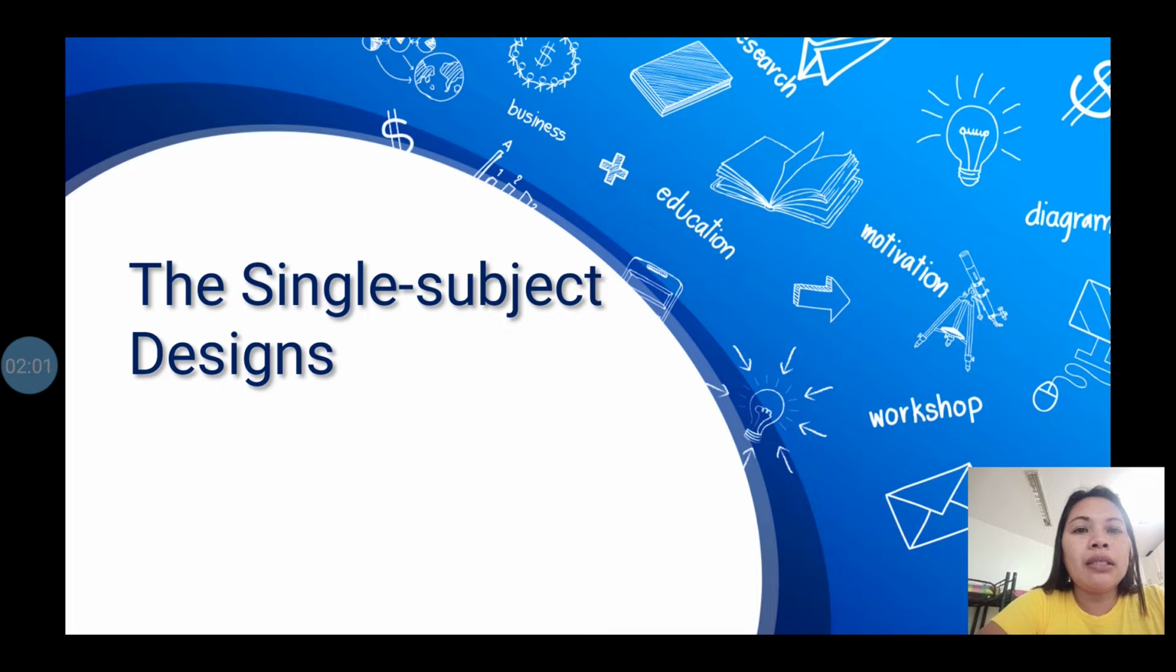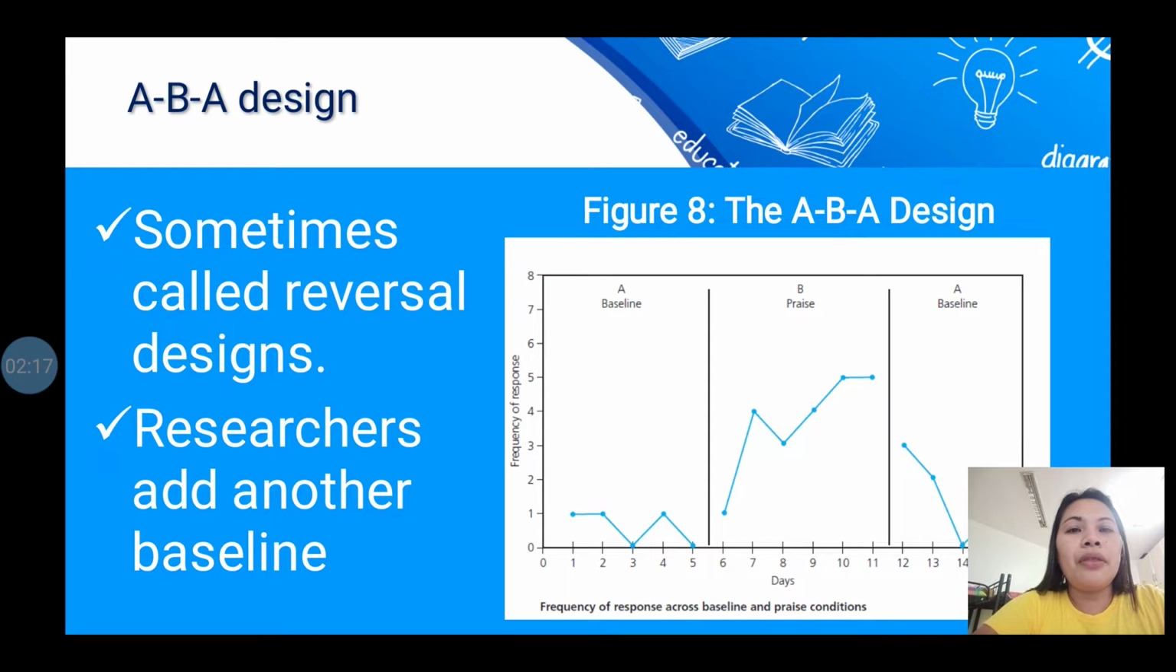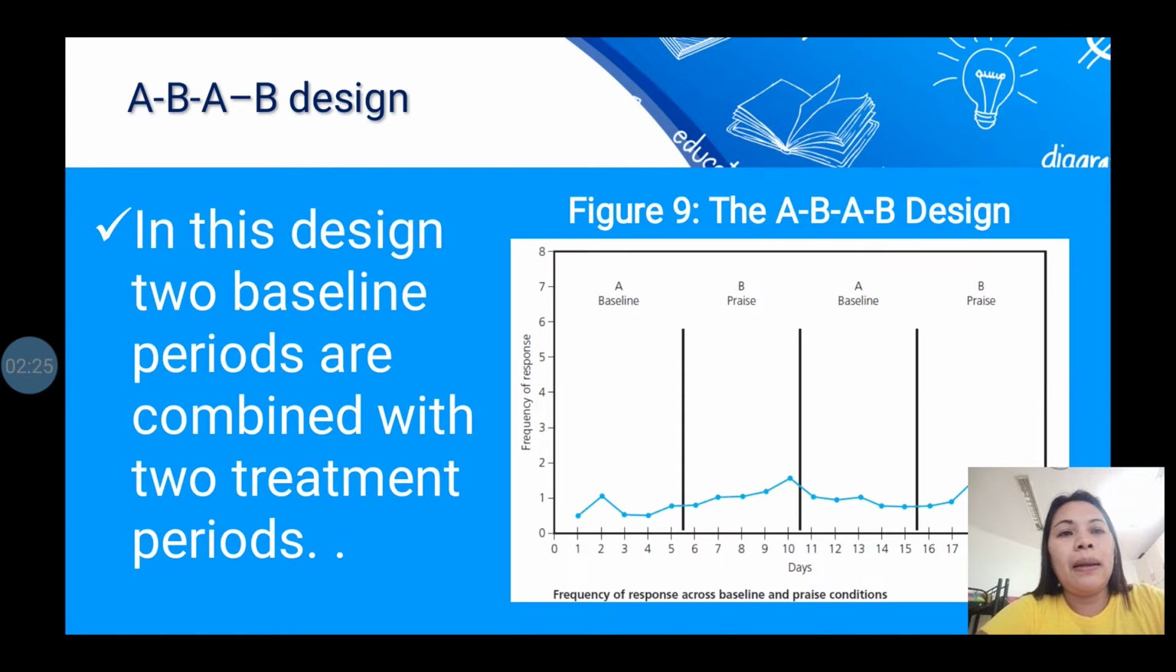Now let's proceed to the single subject designs. First is the A-B design. It involves collection of data on the same subject as his or her own control under two conditions or phases. Another is the ABA design, sometimes called reversal design. Researchers add another baseline. Another is the ABAB design. In this design, two baseline periods are combined with two treatment periods. So in this design, there are two treatments.